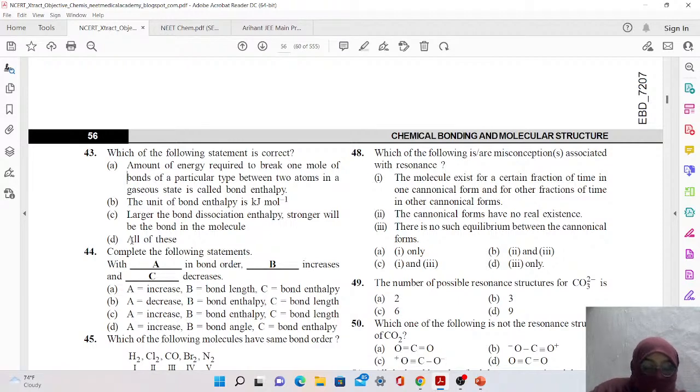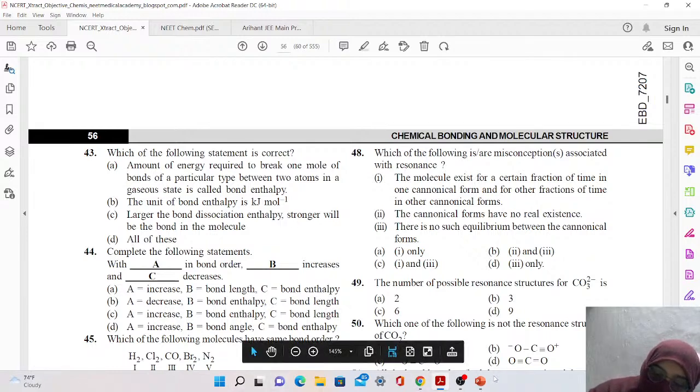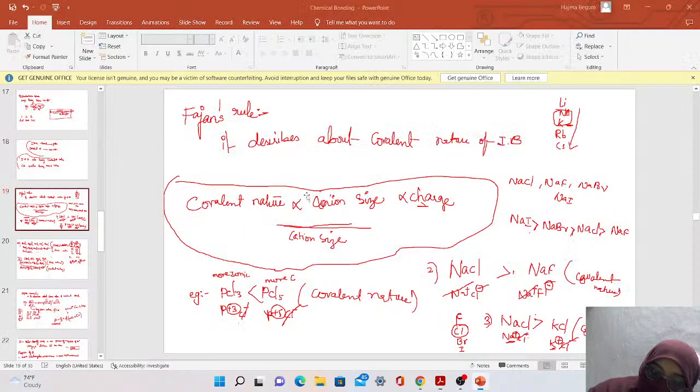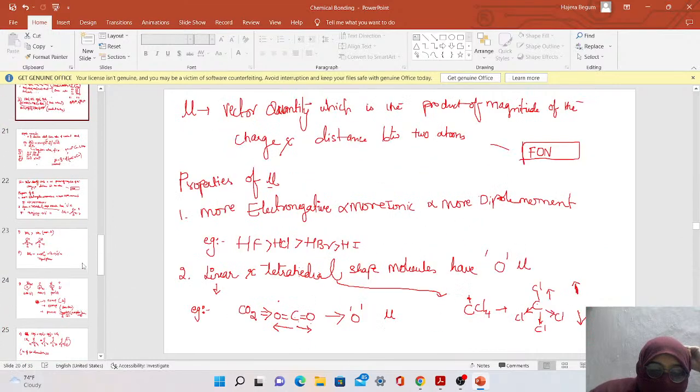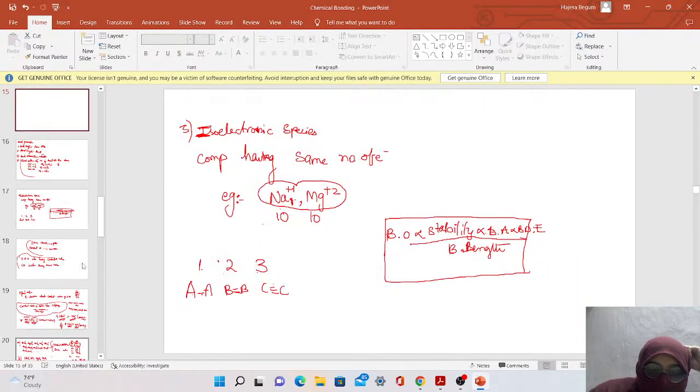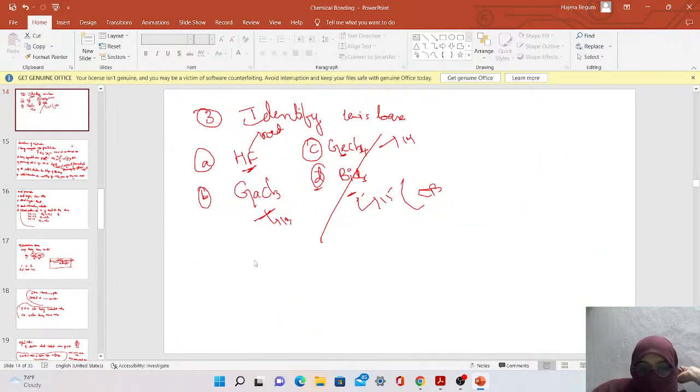So they are correlating bond order, bond length, bond dissociation enthalpy. Bond dissociation enthalpy is nothing but bond enthalpy. I hope you remember those things which I talked about, the bond parameters. I already discussed this. I told you, right?